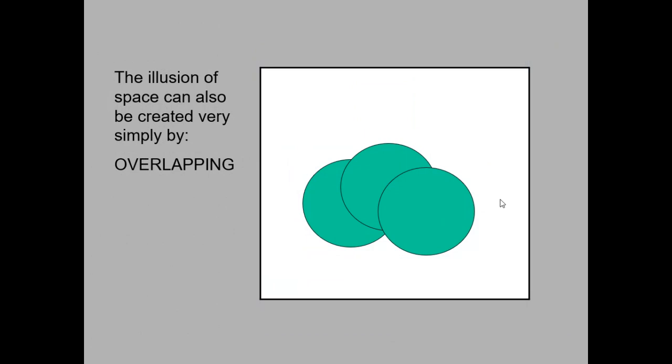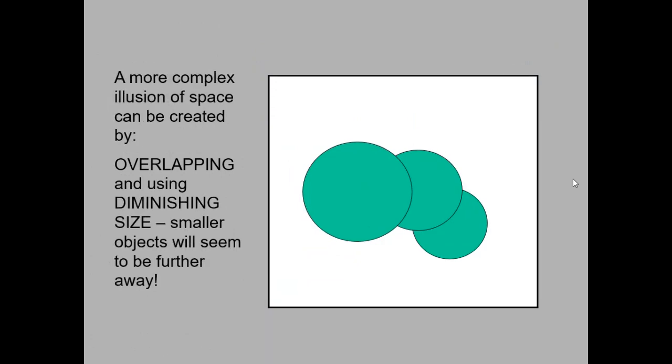I could do this with collage. Here, it seems that you have three circles overlapping one another. So obviously this one seems to be in front of that one. That's a pretty easy concept, obviously. What if I increase that illusion of space by making the objects now get smaller? Now I have overlapping, but also the shapes are getting smaller as they seem to go back in space.